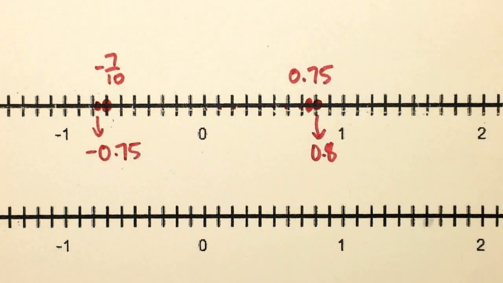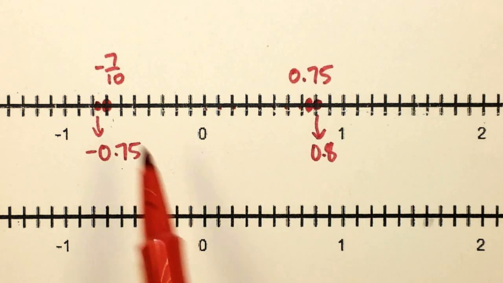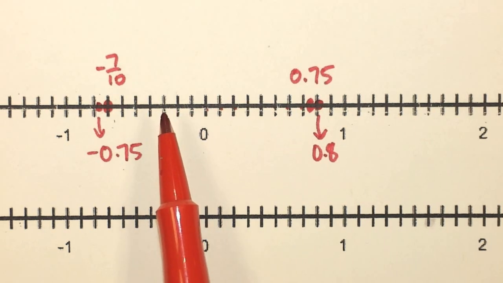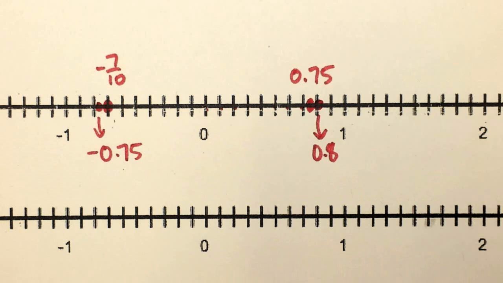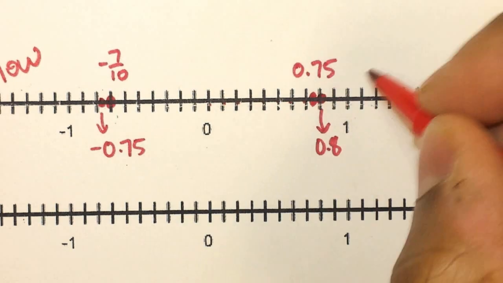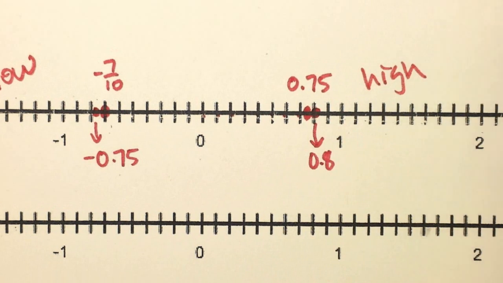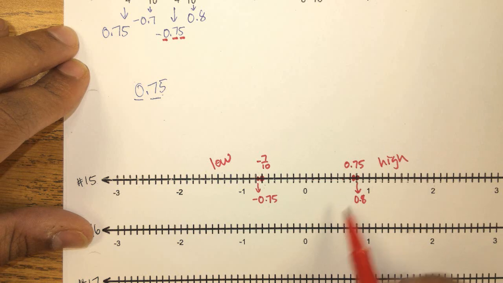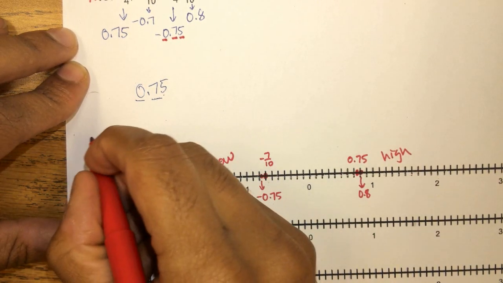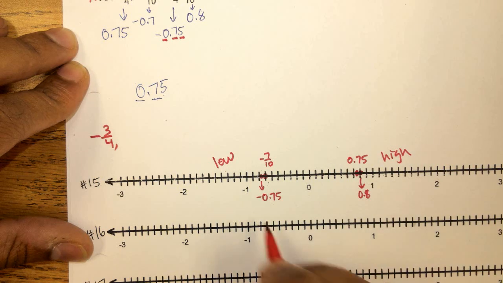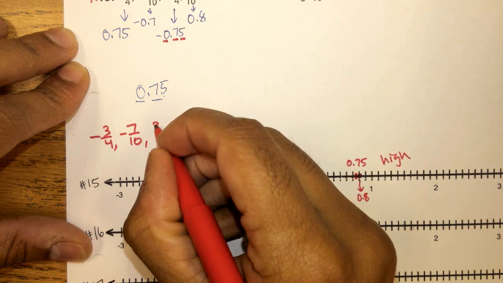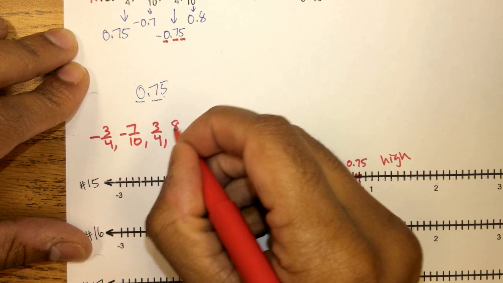Now notice they're not touching. Notice they're just one after another. So be careful when you're plotting your points. Remember, with our negative numbers, we count -1/10, -2/10, -3/10, and so on as we go to the left. So my lowest number is furthest to the left, my highest number furthest to the right. I'm ordering these least to greatest. My smallest number is -3/4. My next one is -7/10. My next one is 75/100, or 3/4. And my last one is 8/10.